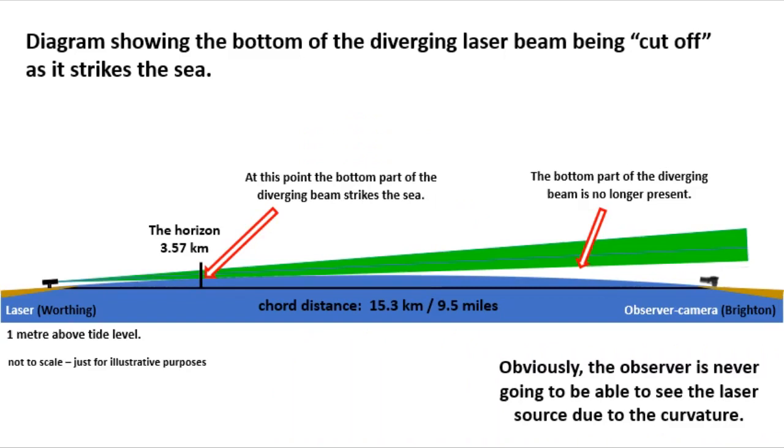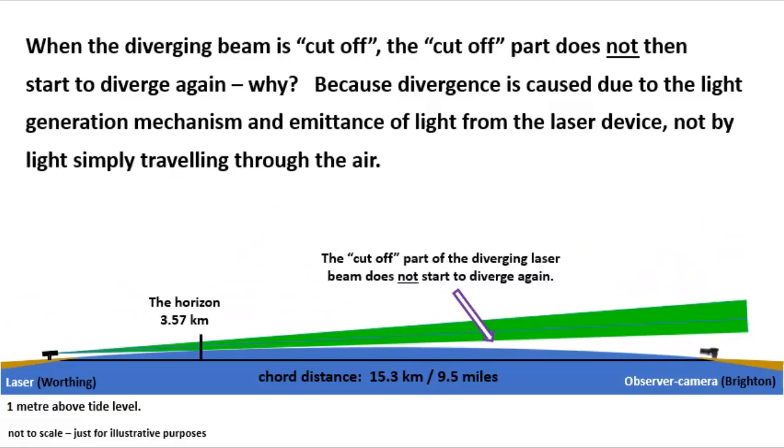Here's a diagram showing the bottom of the diverging laser beam being cut off as it strikes the sea. At this point, the bottom part of the diverging beam strikes the sea. The bottom part of the diverging beam is no longer present further down the line. Obviously, the observer is never going to be able to see the laser source due to the curvature. When the diverging beam is cut off, the cut off part does not then start to diverge again. Why? Because divergence is caused by the light generation mechanism and emittance of light from the laser device, not by light simply traveling through the air.